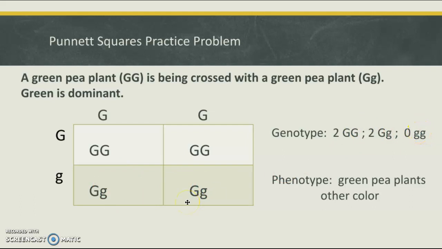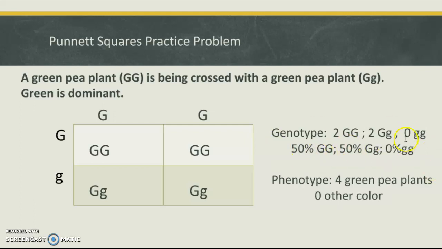Now, if we were to count that, remember, all genotypes with a capitalized G is going to be that dominant green color. So these have capitalized G's in it. This has capitalized G's in it. That means that out of all 4 possibilities, for these two parents, all the plants are going to be green. Here's also the percentage breakdown for it if you want. But they're all going to be green. None of them are going to be any other color. Now, if you did actually get lowercase g, then you would get an offspring being a different color. So that's kind of how you do it.